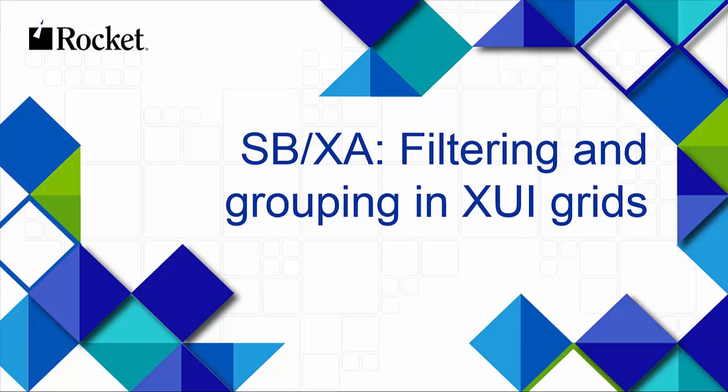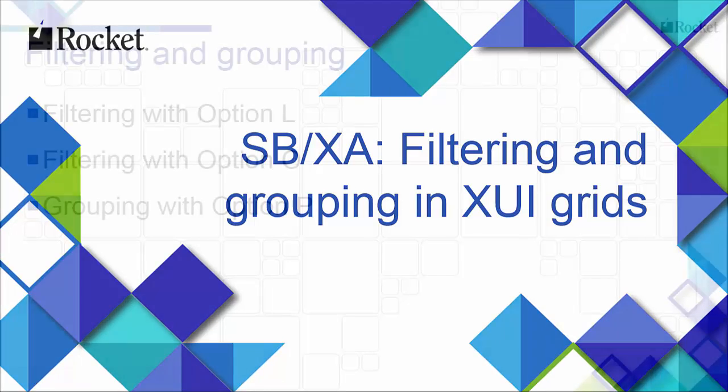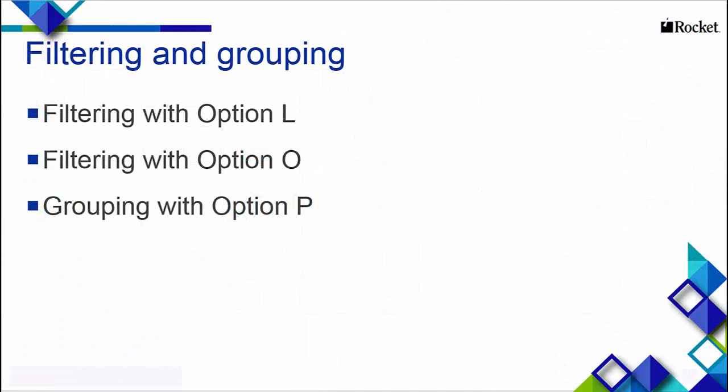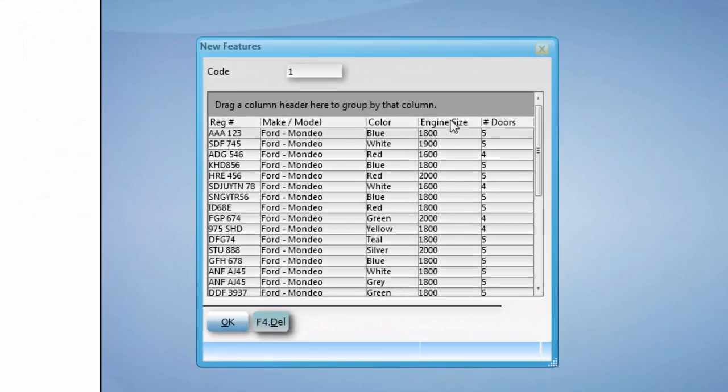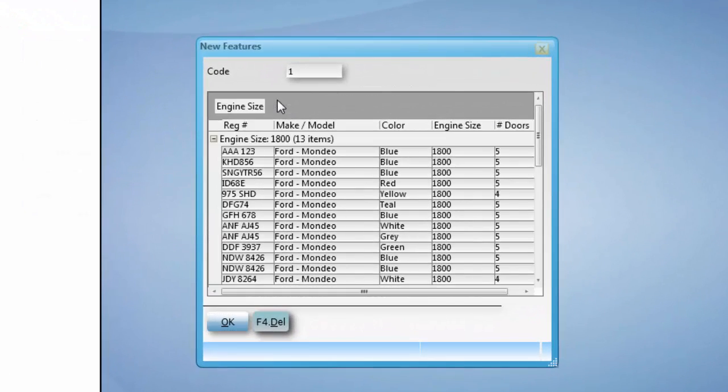Beginning in version 6.3.0, SBXA offers advanced filtering and grouping capability in output grids. This tutorial will demonstrate how to filter inclusively and exclusively, and how to group. These techniques allow you to distill your data to quickly find what you are looking for in your multi-valued datasets.